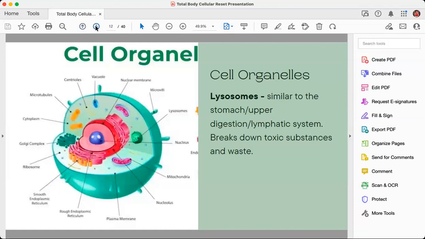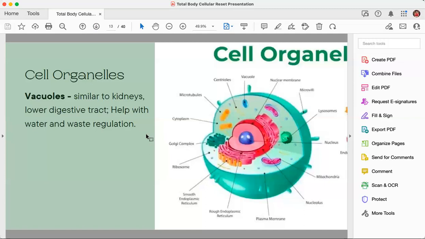Then there's the vacuoles, and those are similar to the kidneys, the lower digestive tract, and help with water and waste regulation. The vacuoles are the blue things. I've looked at so many different cell pictures and they're a different color on each picture of a cell, so I always forget when I try to find them. So these are the vacuoles. And they do kind of look like kidneys.